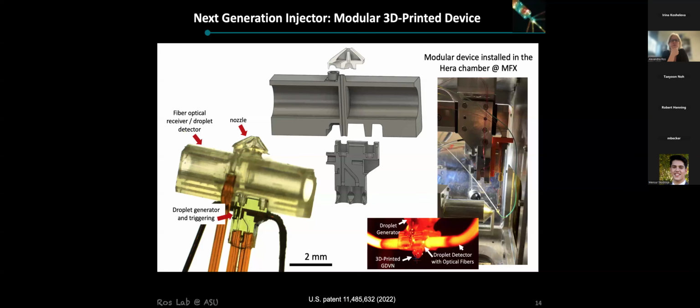Okay, we also designed a different version of this to bring the droplet generation region closer to the GDVN. We call this the modular 3D printed device, or we also call it a Lego device, because we're basically putting three 3D printed pieces together like Lego pieces. You see we have these cups here and pins that we basically just stitch together. And the advantage of this is that we have the droplet generation region closer to the GDVN.